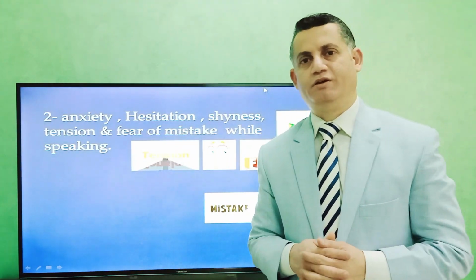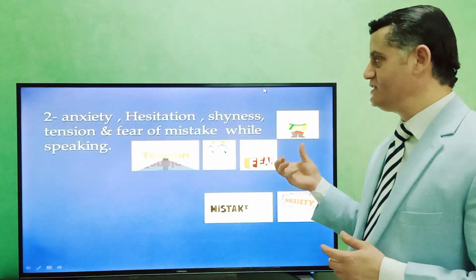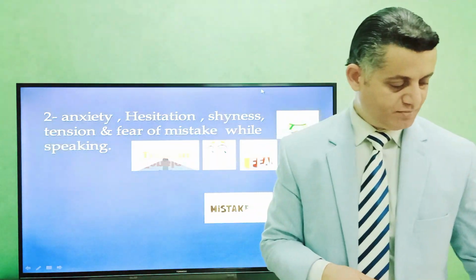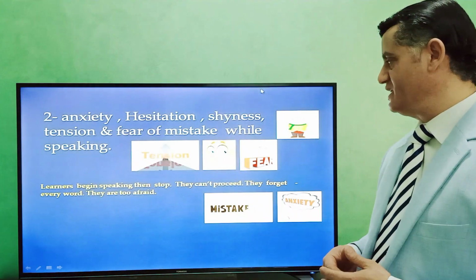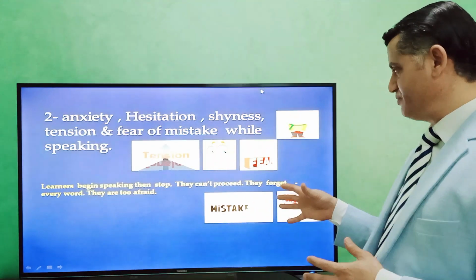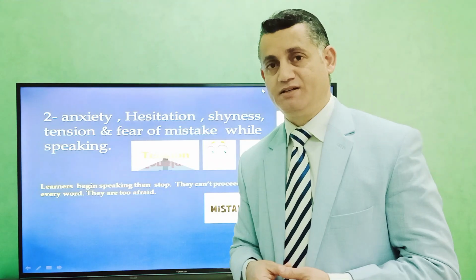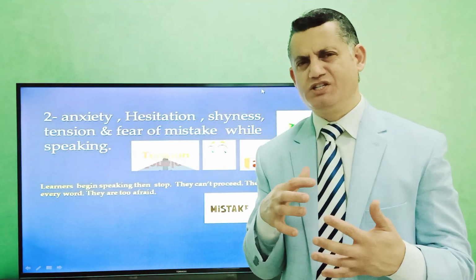The cause number 2 is anxiety, hesitation, shyness, tension, fear of mistake while speaking. This means that the learners begin speaking, then stop. They can't proceed. They forget every word. They are too afraid. This is a mental state.